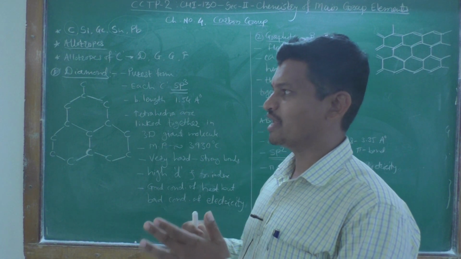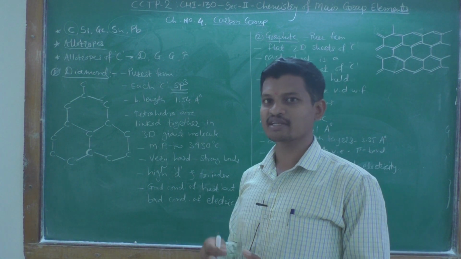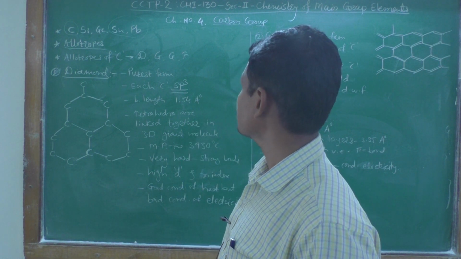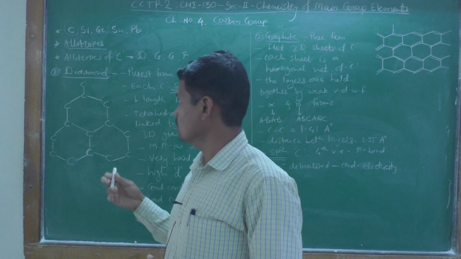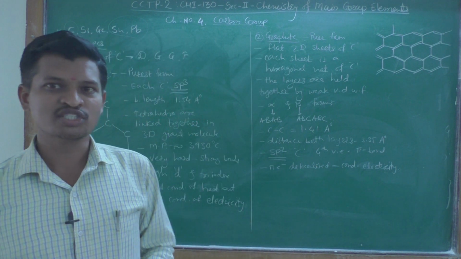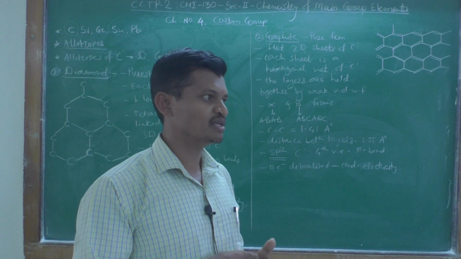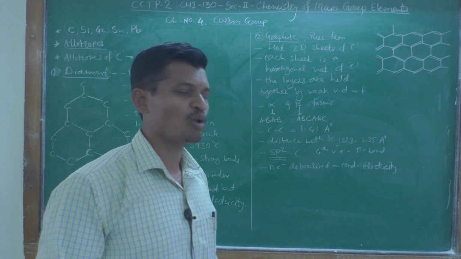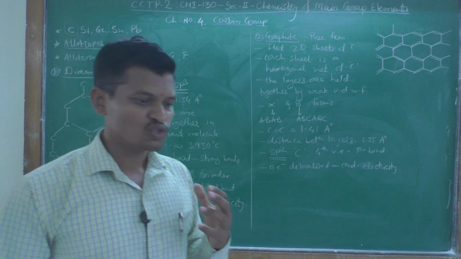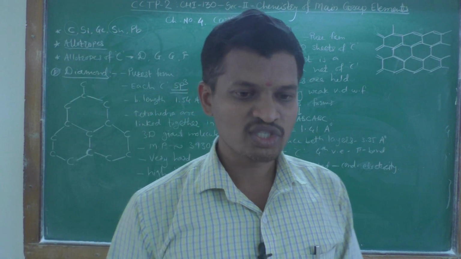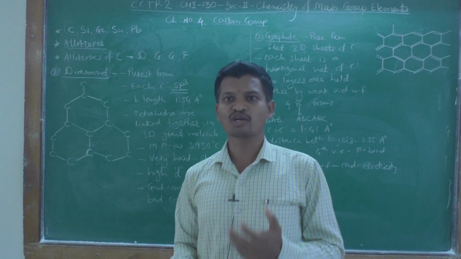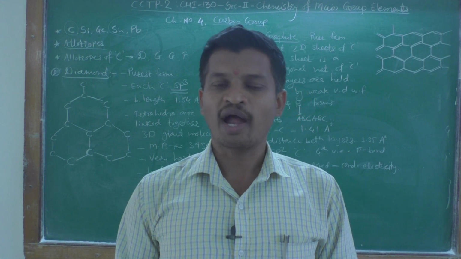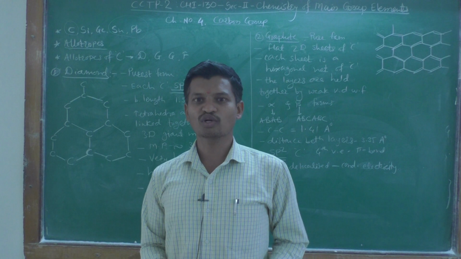So a variation from non-metallic to metallic character is observed in group number 14. Here we are sticking to our syllabus. Our first point in this chapter is allotropes of carbon. Before starting the details of allotropes of carbon, let us see the definition of allotrope and allotropy. So what are these allotropes?